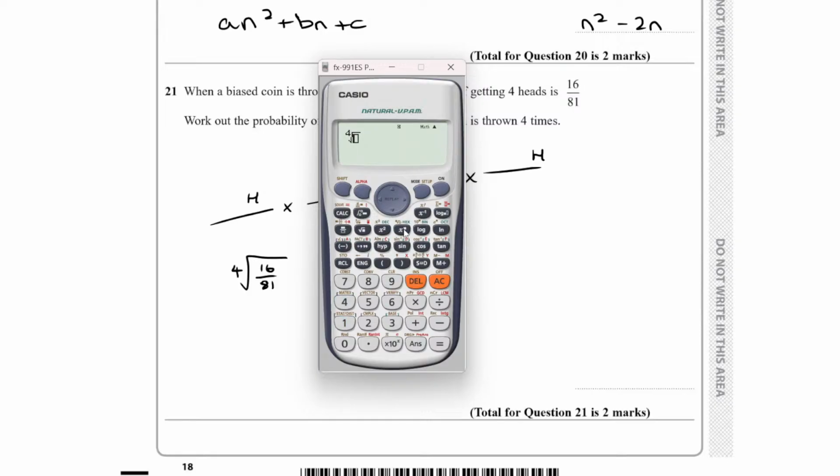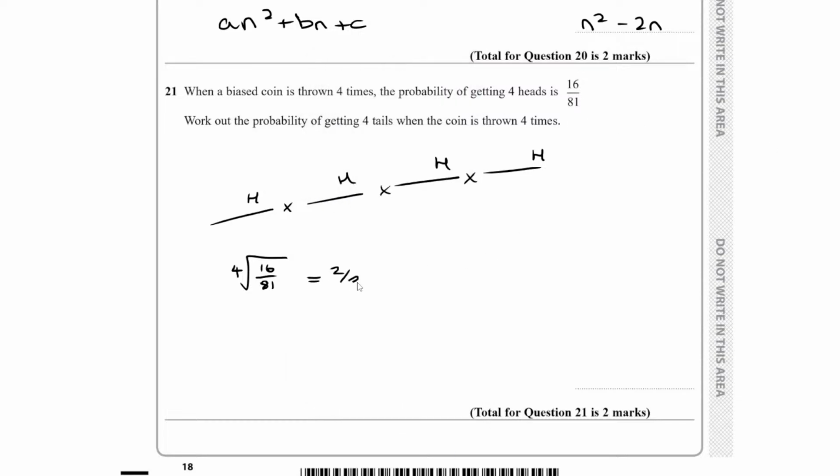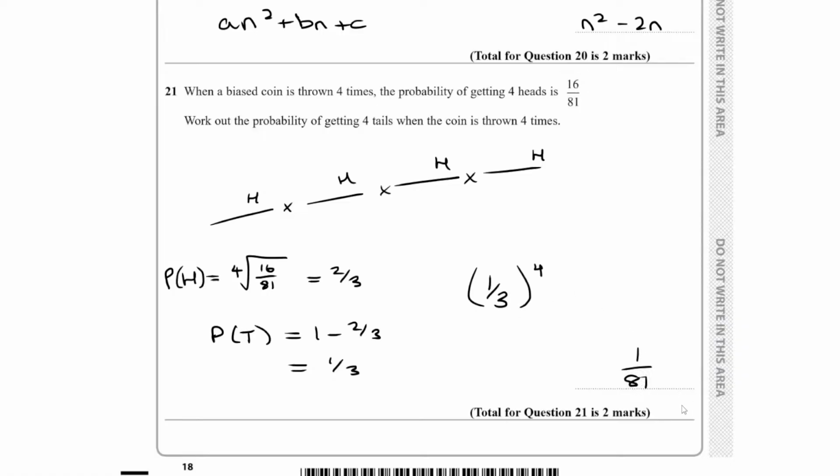The 4th root of 16 over 81 gives you 2 over 3, 2/3. So that's what we're saying. The probability of getting heads just once is that. Now, it's a coin. You can only get heads or tails. So the probability of getting tails just once is obviously 1 minus that answer. So that's 1/3. But they've said the probability of getting tails 4 times, so that's the same thing we just said. It's then 1/3 to the power of 4, isn't it? So that's 1/81. Yep.